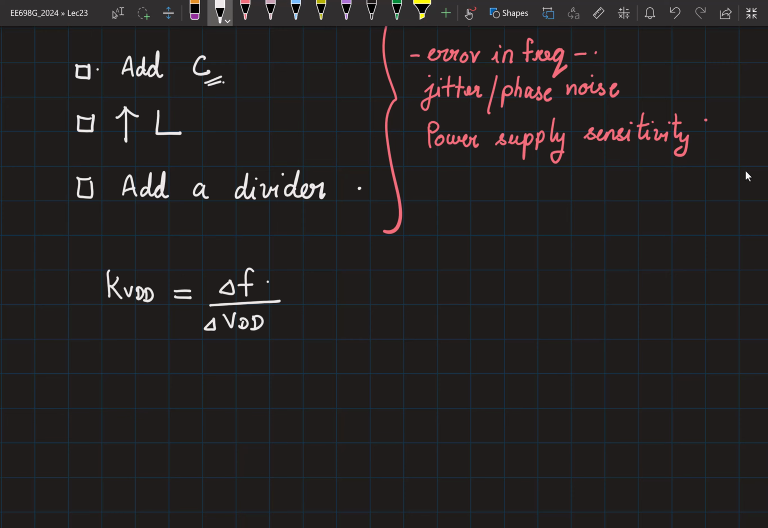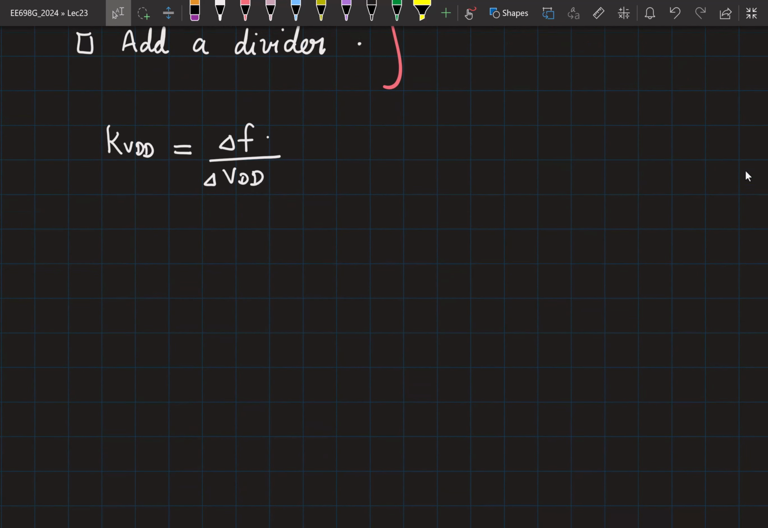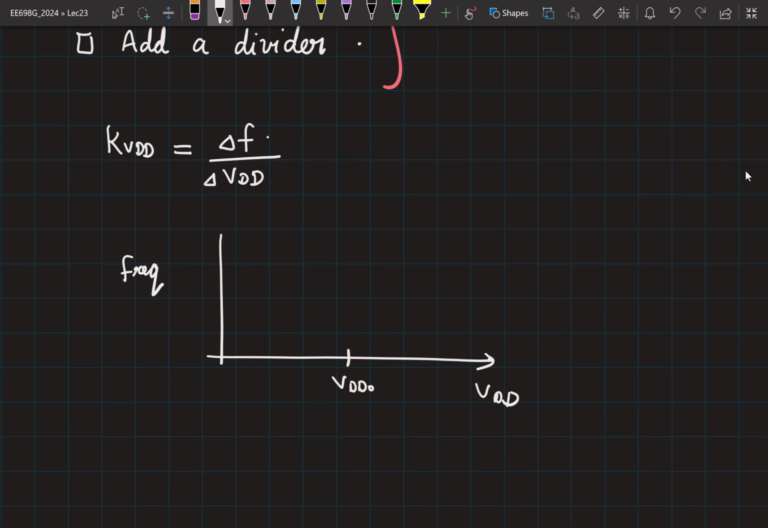Now how would you estimate this? You will of course estimate this using the simulation, right? You will try to get the values from simulation, but how would you go about estimating the KVDD provided you have the simulation tool? So you are plotting frequency versus VDD, and let's say you got some plot. Then you take the slope, right? There is a nominal VDD that you are operating at, so you plot across that VDD, and then you calculate the slope for it.